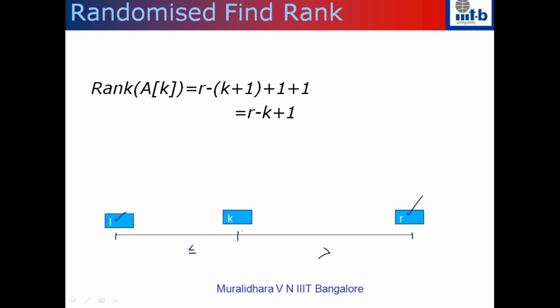All the numbers from k plus 1 to r are greater than a of k. So the number of numbers between k plus 1 and r is r minus k. The rank is defined as the number of numbers which are greater than a of k, plus 1. So the rank of a of k will be exactly equal to r minus k plus 1.